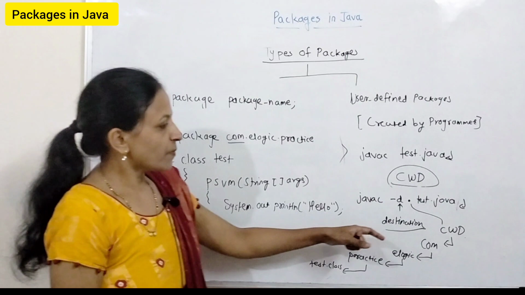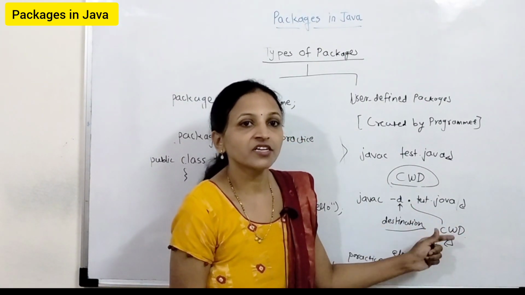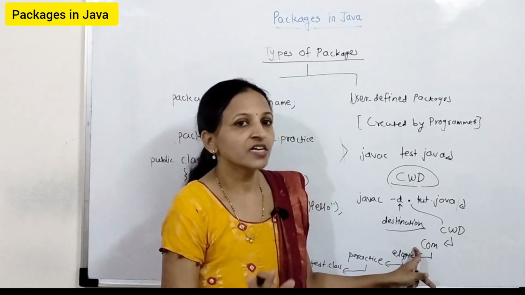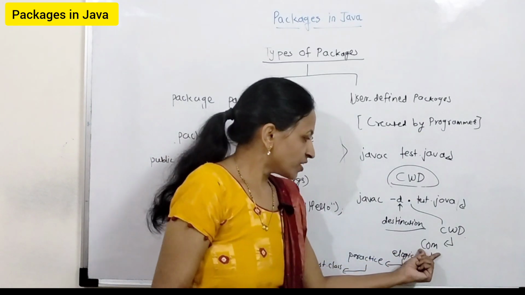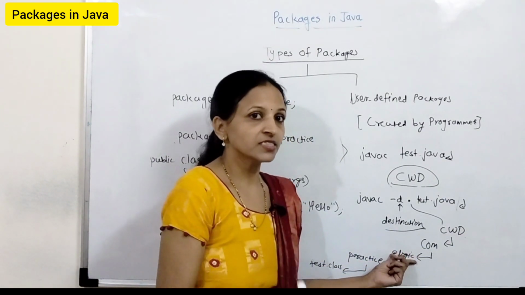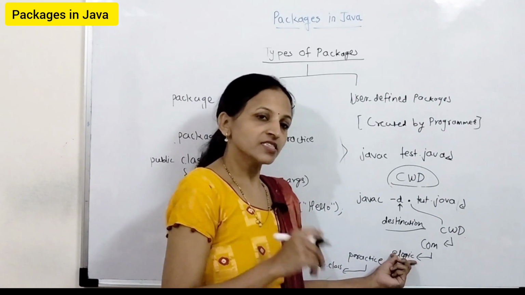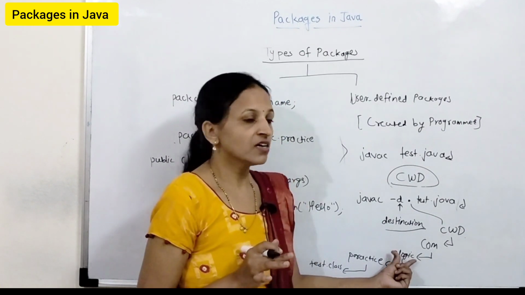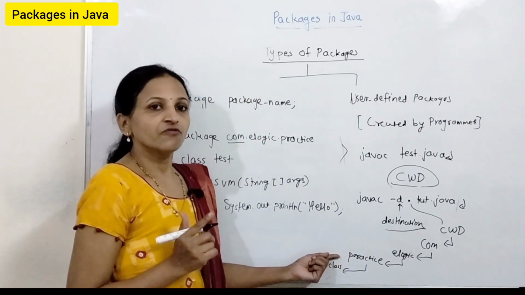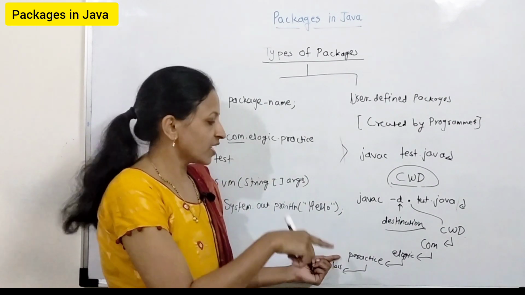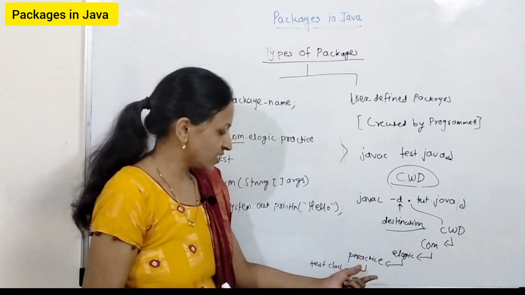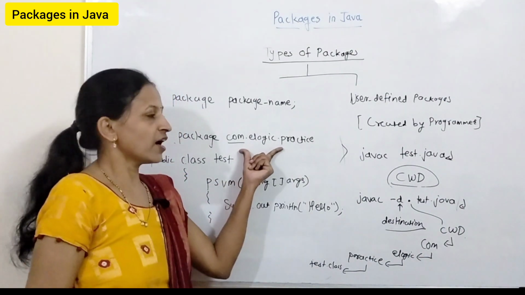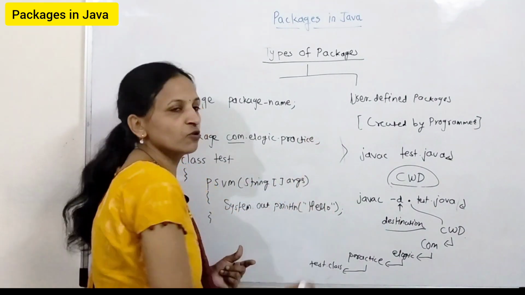In this way the path will be, where the dot stands for the current working directory. Inside that the com folder will be created. If there is already a com folder, then it will not be created again. Inside that com folder, it will check whether there is any eLogic folder. If it is present, fine; if it is not present, it will be created. Inside that, it will check whether there is any practice folder. No. Then that practice folder will be created inside eLogic, and inside that the test.class file will be saved. If you have created a package like this, the semicolon is a must.